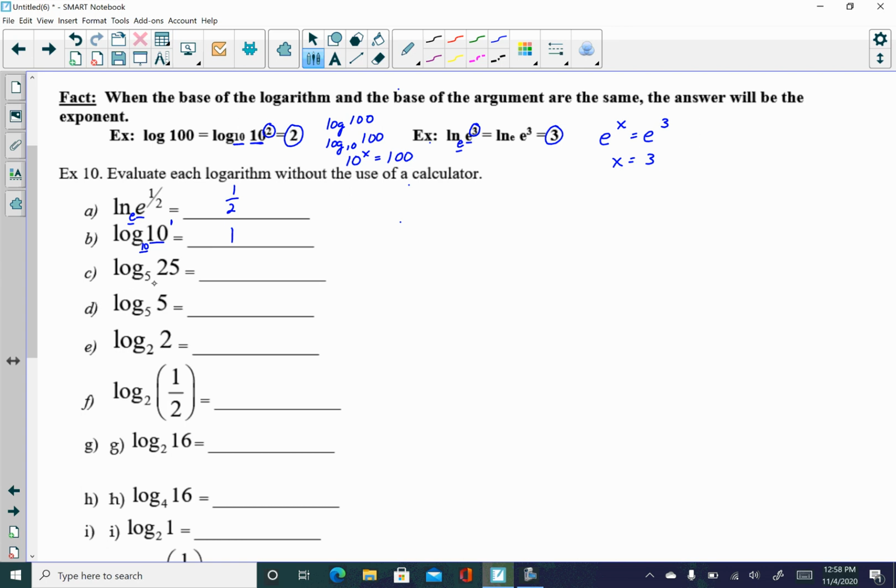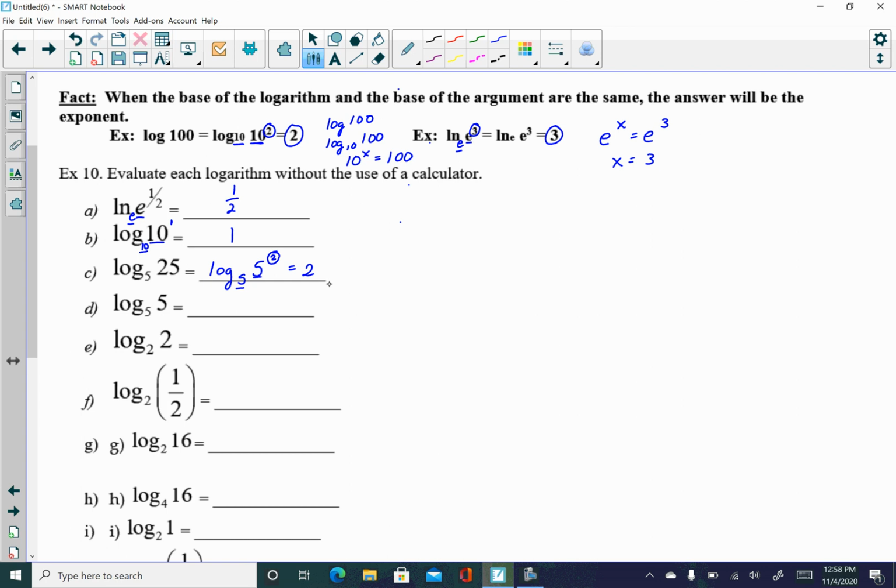Let's do another one, log base 5 of 25. Can I rewrite 25 as 5 to a power? And hopefully you agree, yeah, you can do that. That 25 is the same as 5 squared. And by doing that, base and argument match up, so the answer there is just 2.